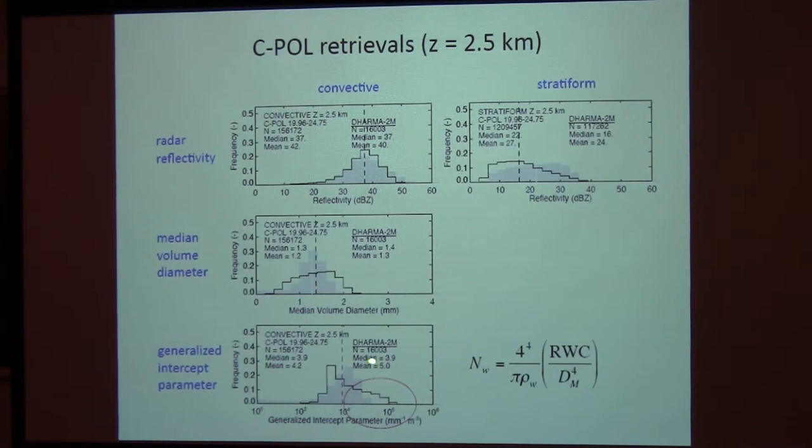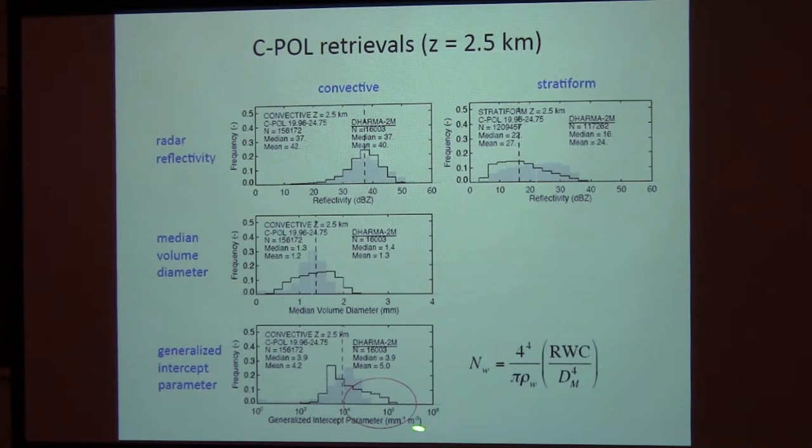And so the retrievals that are available to us are retrievals of median volume diameter. It's actually really inconvenient for cloud modelers, but it takes the total volume of rainwater, divides it exactly in half, and the diameter that corresponds to that is your median volume diameter. It's kind of a historical thing, I guess, for radar people.